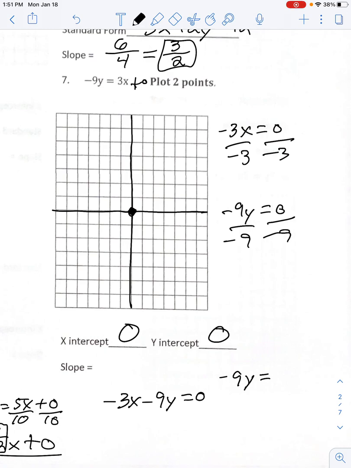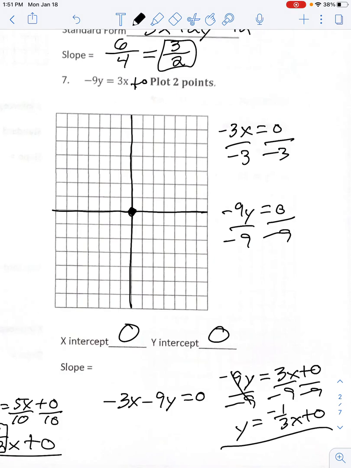So it was negative 9y equals 3x plus 0. And then we're going to divide by negative 9 to finish it out. So y equals, and this reduces to negative 1/3 x plus 0, because 0 divided by negative 9 is 0. Go ahead and put it as a plus 0, because there's no such thing as a negative 0. All right, so this would be our equation. Negative 1/3 is our slope, so we can go ahead and write that answer right here.